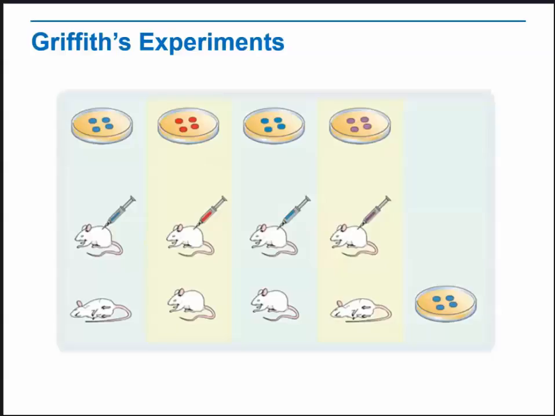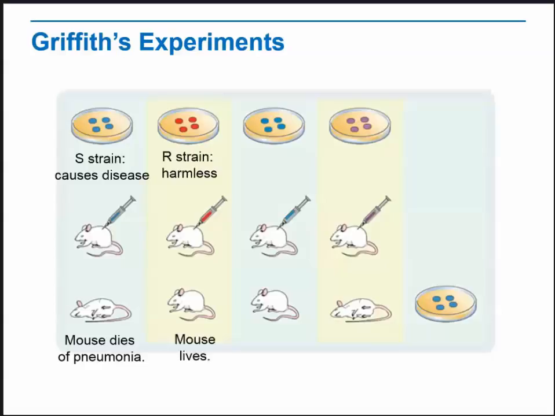Griffith had isolated two very similar types of bacteria from mice. These were actually two different varieties or strains of the same bacterial species. Both strains grew very well in culture plates in Griffith's lab, but only one of them caused pneumonia. When Griffith injected mice with disease-causing bacteria, the mice developed pneumonia and died. When he injected mice with harmless bacteria, the mice stayed healthy.